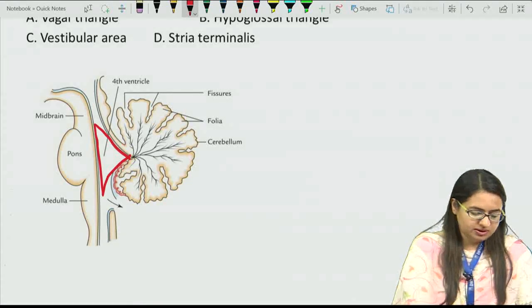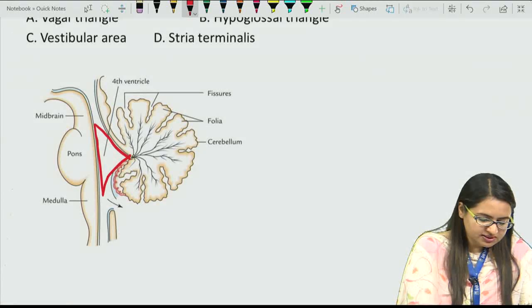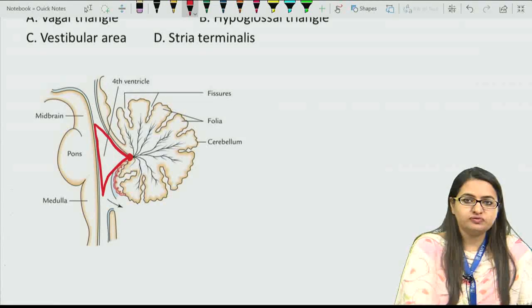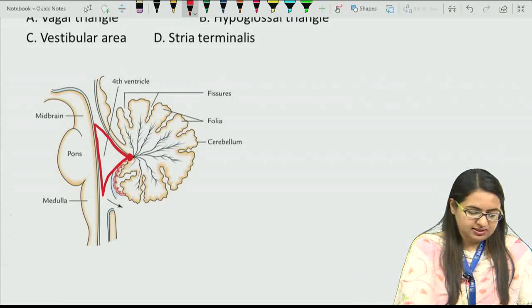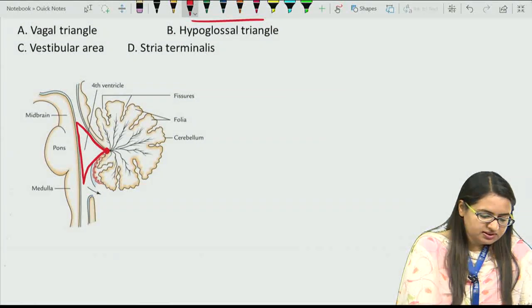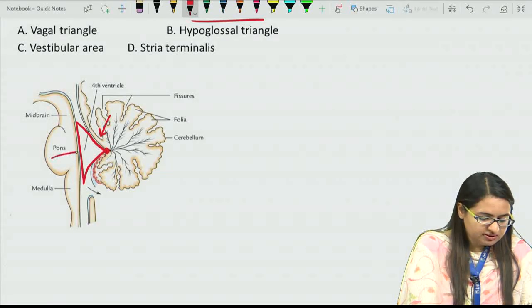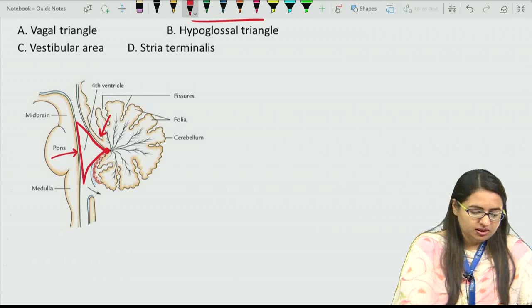If we take in this section, we can see it is a tent shaped structure. The apex is towards here. This is the apex of the tent, which is towards the cerebellum, and the base is towards the brainstem. So if we see towards this side, this is the roof of the fourth ventricle, and this side is the floor of the fourth ventricle.